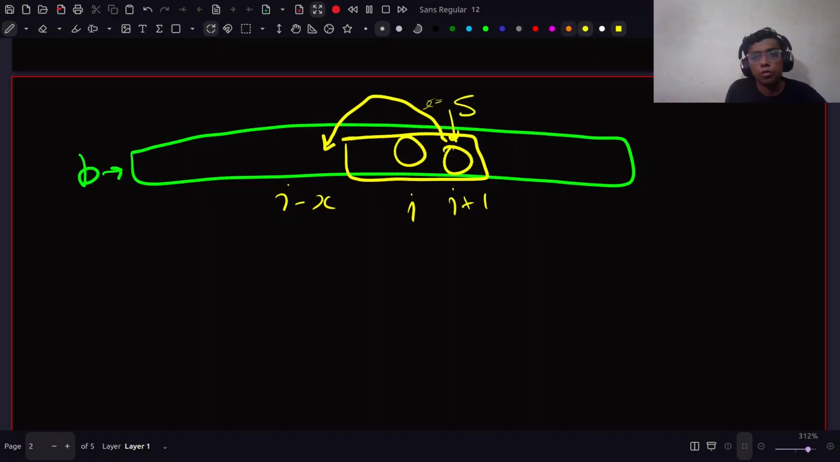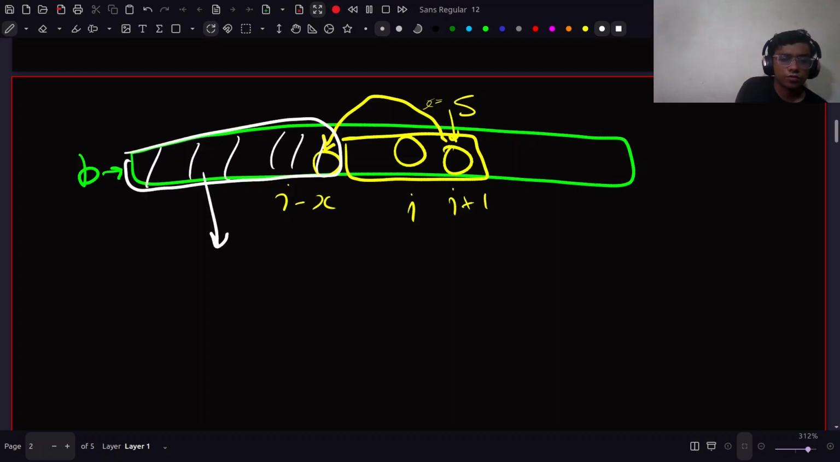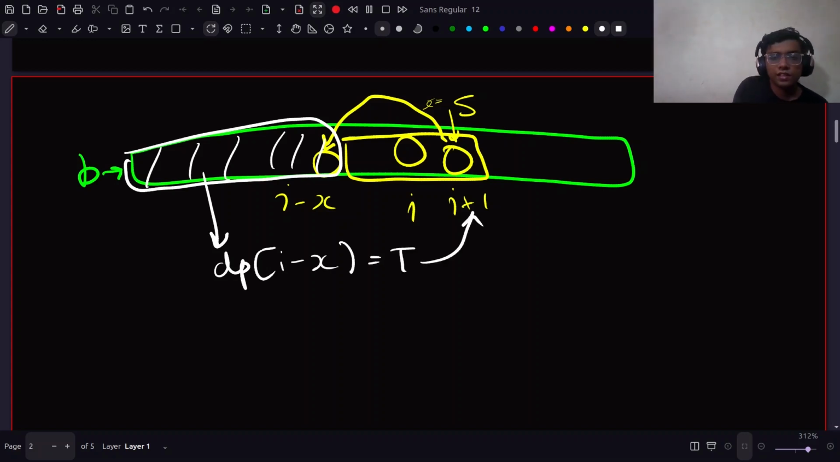So whatever element is over here, has this formed a valid chunk? Has this formed a valid sequence of chunking? Basically, has this formed a series of chunks which are valid? So if dp of I minus X is equal to true, then I can set dp of I plus 1 also as true, right?